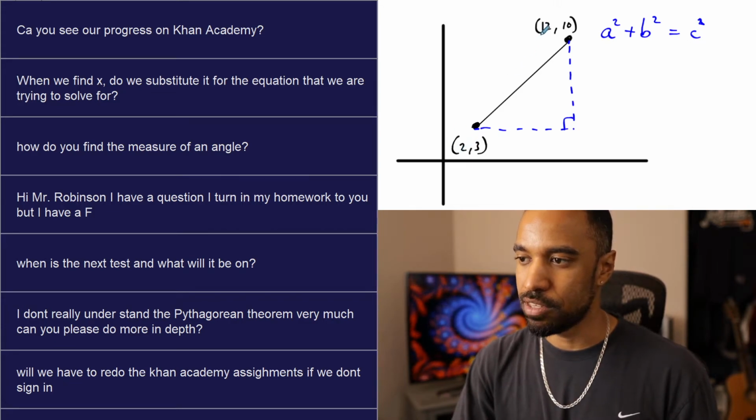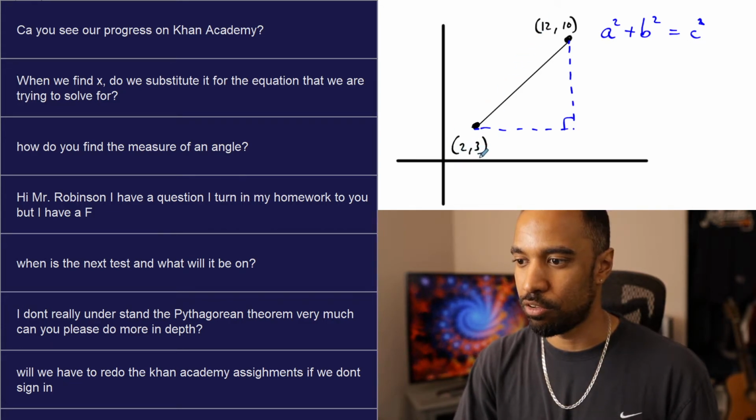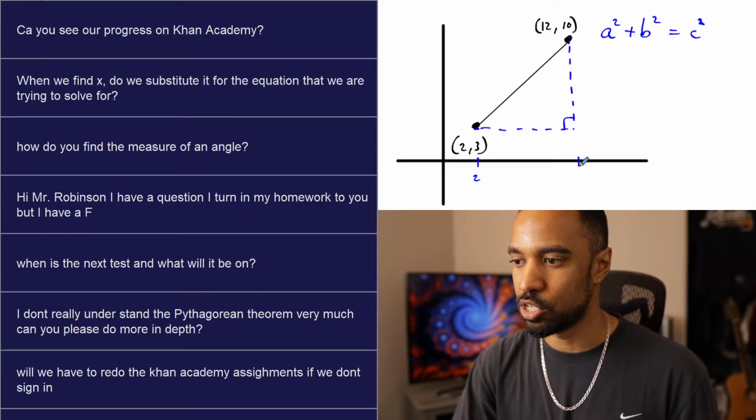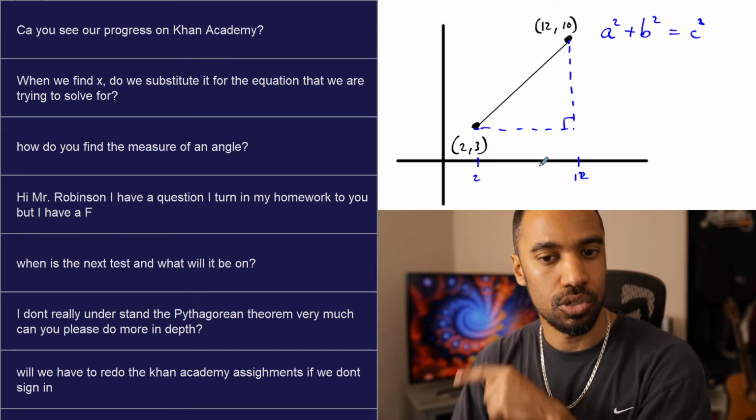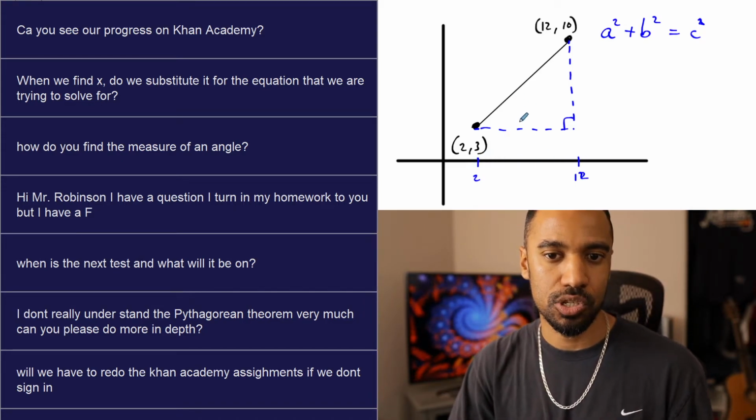See, the x's of these 2 points here are 2 and 12. That means it goes from 2 here to 12 here. And what I want to find right now is the distance between 2 and 12. I need 12 minus 2, that's 10.